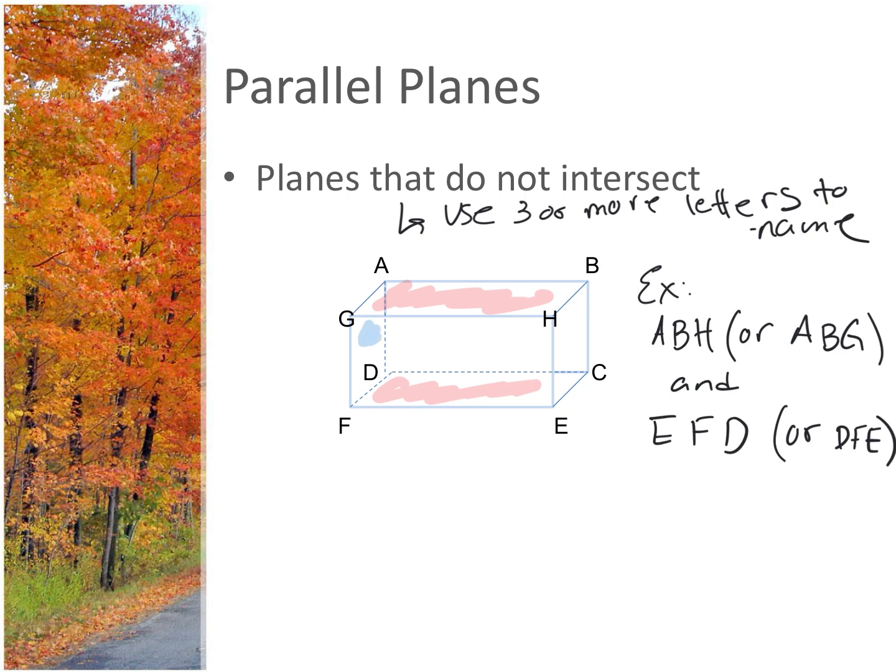If I change the color, these 2 are also parallel. Plane AGF and BCE are parallel. Same with the front and the back of the rectangular prism. Those are also parallel. Again, they just don't touch. They're forever going in the same direction, so they're never going to actually touch.